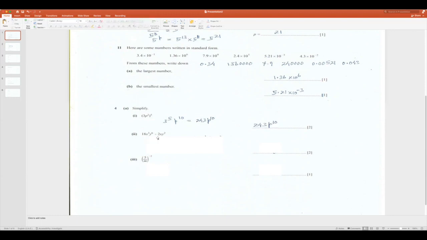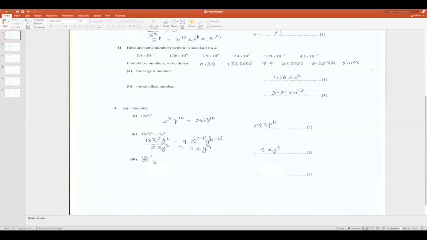18x squared y 6, 2x y squared. This is division. So we can write like this: 18x squared y 6 divided by 2xy squared. This one next is cancelling here, y 2 is cancelling. So we can simplify like this. For 18, 2 times 9. Then here we can write x. The base is same, then powers we have to subtract. So x 2 minus 1, y 6 minus 2. Here 9x, y 4.